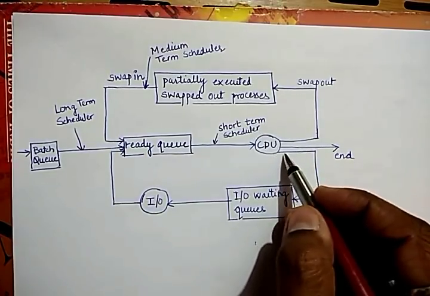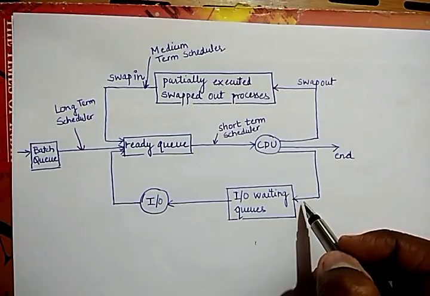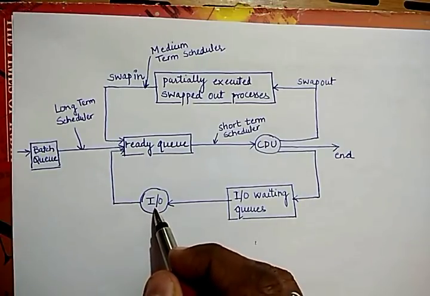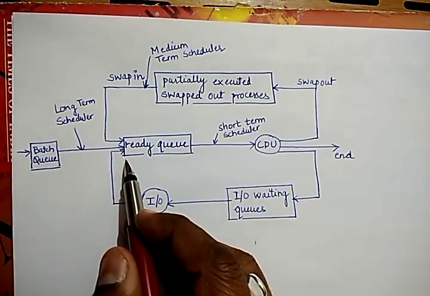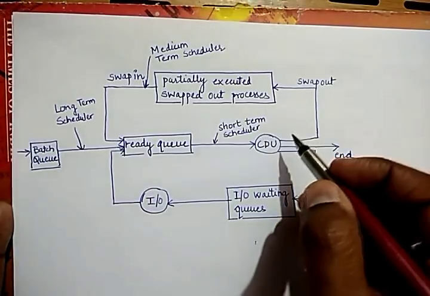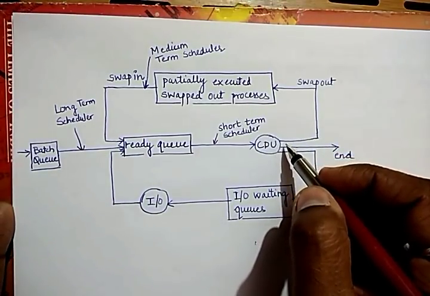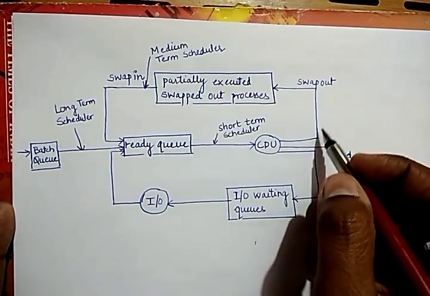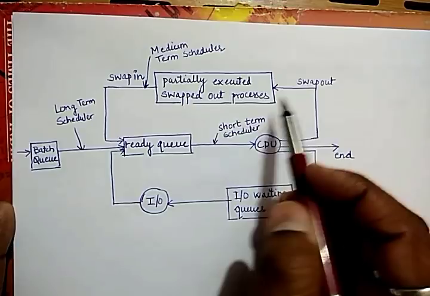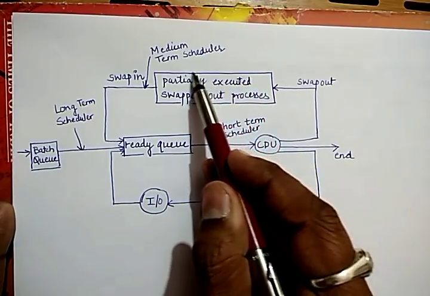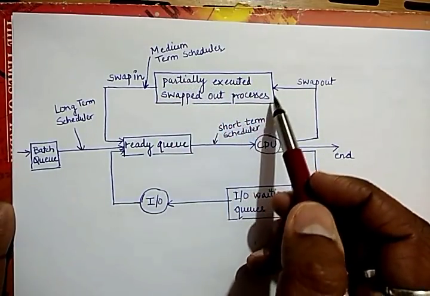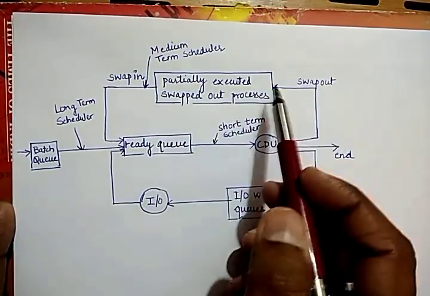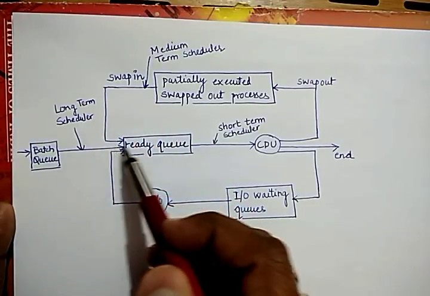During that, some processes may ask for an IO device, so they are kept in the IO waiting queues, and after IO completion, they move back to the ready queue. Now consider the special case. Suppose a process is executing and its time slice expires, so it will be swapped out by the operating system and kept in the partially executed swapped-out processes queue. And once this is done, they will be swapped back in to the ready queue.